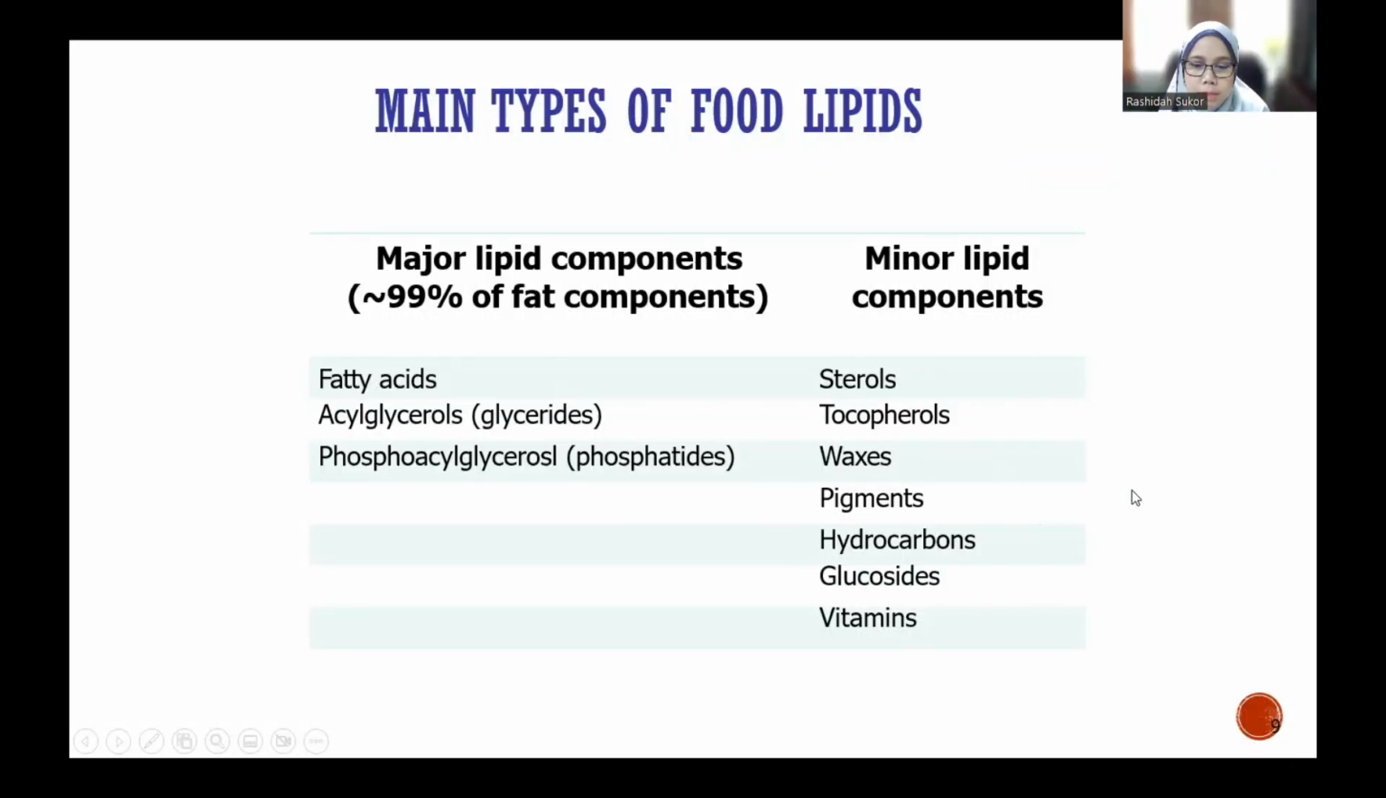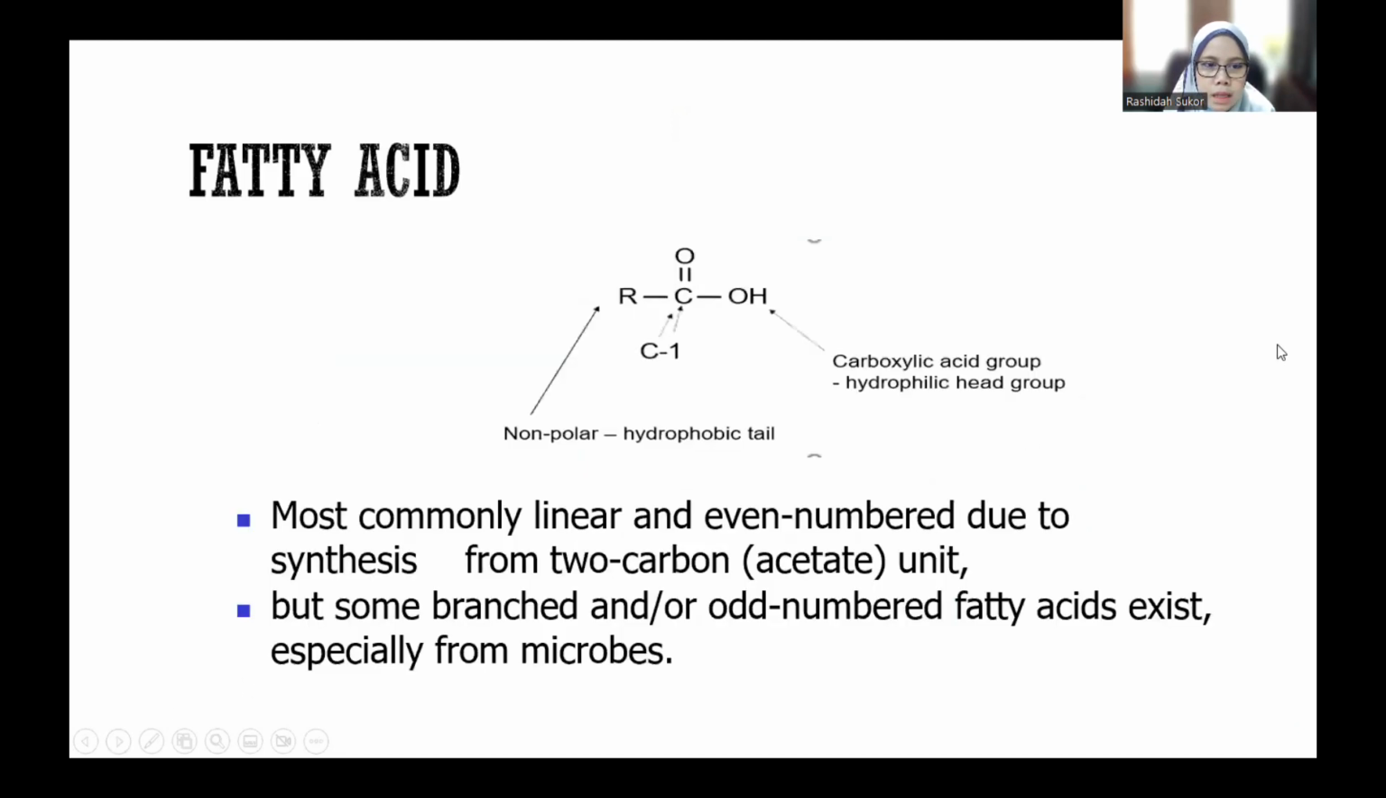There can also be lipid components, hydrocarbons, glycosides, and vitamins. Okay. These are all, although they are minor, under the category of lipids, but they are very minor. Okay. And then we go to fatty acids.